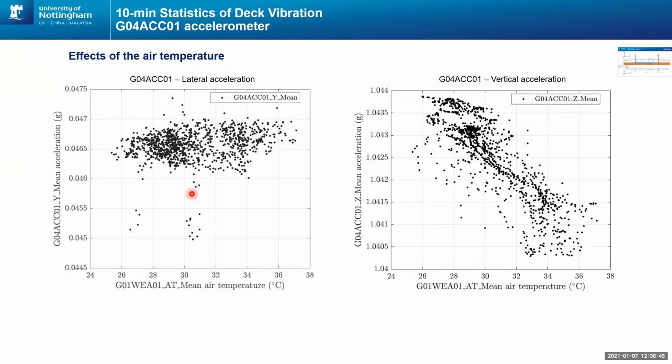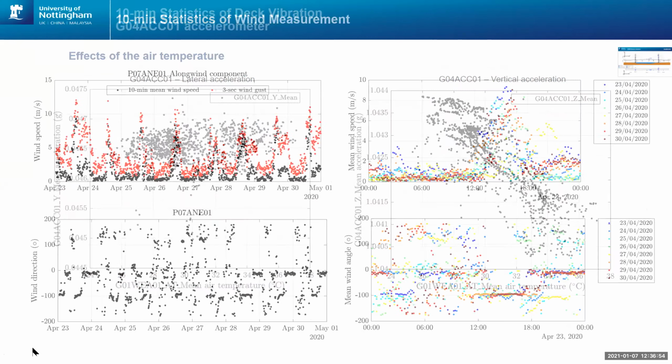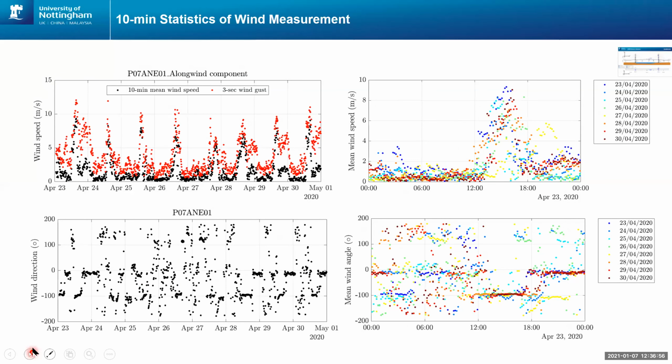So we can look at the mean response against temperature, and we can see a definite correlation, especially in terms of the vertical response. But something interesting happens when we look at the wind data. So when we look at the wind data, these again 10-minute statistics for that same week, we see a strong diurnal feature in the wind record, both in terms of the along wind component, the wind speed, and also in terms of the direction. So this is the day by day wind speed, wind direction, and then this is superimposing all those days on top of each other.